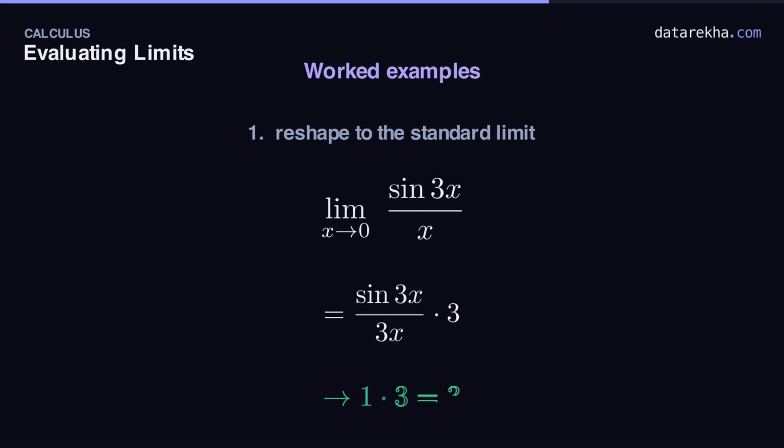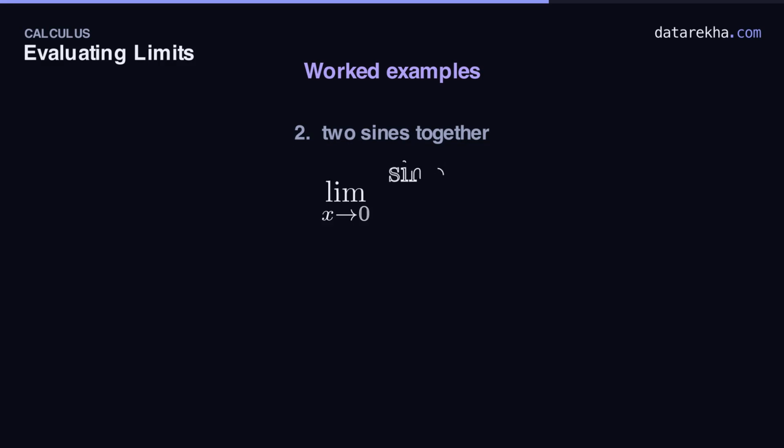As x goes to 0, 3x also goes to 0. So sin 3x over 3x is exactly 1. 1 times 3 is 3. The limit is 3. Now a tougher one, sin 5x over sin 2x. Again, 0 over 0, and again the trick is to conjure the standard form on the top and on the bottom.